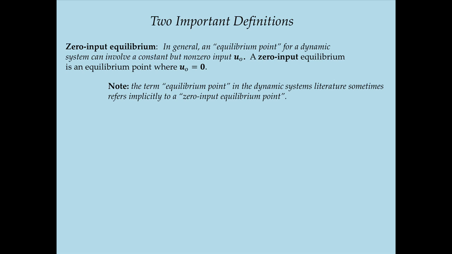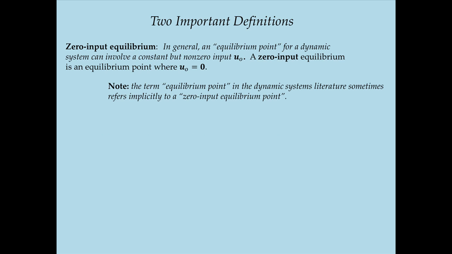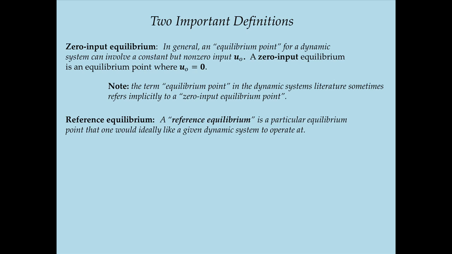The second important caveat is this. A system, as we're going to see in the next tutorial, may have no equilibria, one equilibrium, 2, 10, 100, a million, an infinite number of equilibria. Very often there's one particular equilibrium that we want to operate the system at that happens to be desirable for some reason or another. We will refer to that as a reference equilibrium.